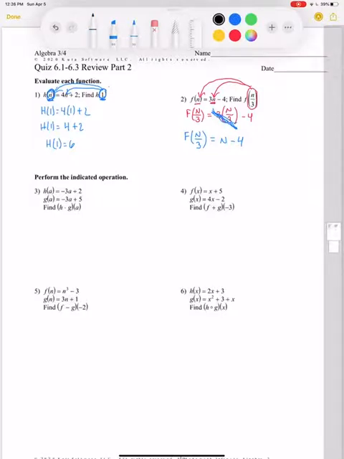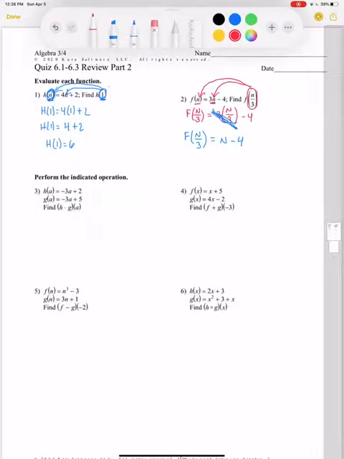Problem 3, h of a equals negative 3a plus 2. g of a equals negative 3a plus 5. It wants us to find h times g of a. Now, guys, just really quick, this right here doesn't mean multiply by a. This is just saying that we're going to have the variable a in our answer. It doesn't mean we multiply. It just means, hey, that's going to be there, and that's fine.